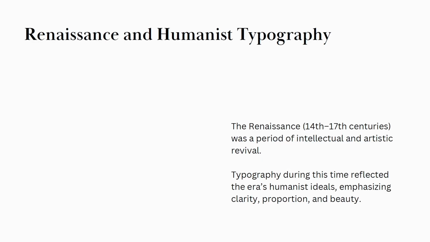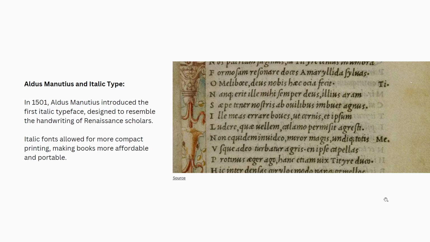So with the Renaissance and this sort of revival of the humanist side of design, we want to have a revival of the intellectual and the artistic. The type during this time is going to be, again, humanist and idealistic, and it's going to emphasize clarity, proportion, and beauty. So Aldus, and if you are a design student, you've probably heard of Aldus SuperPaint.